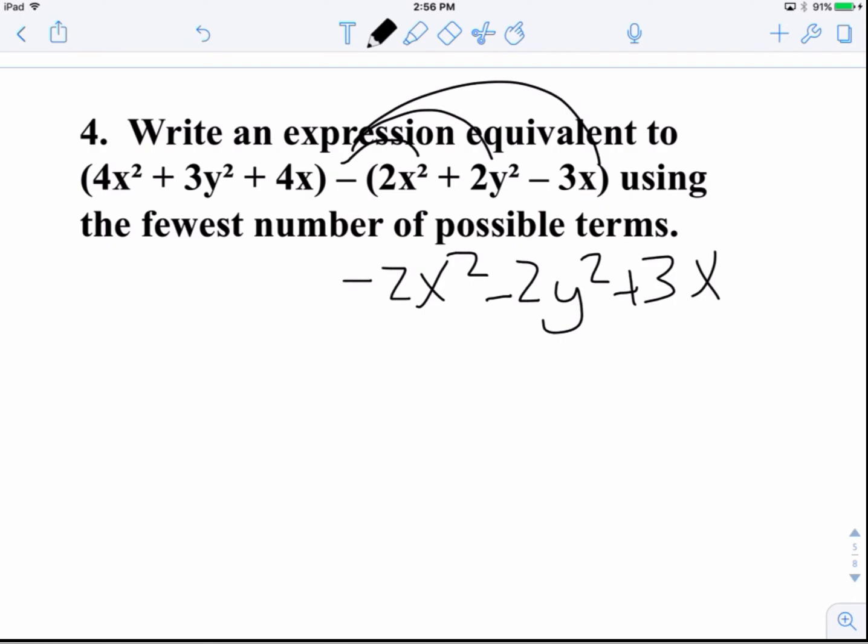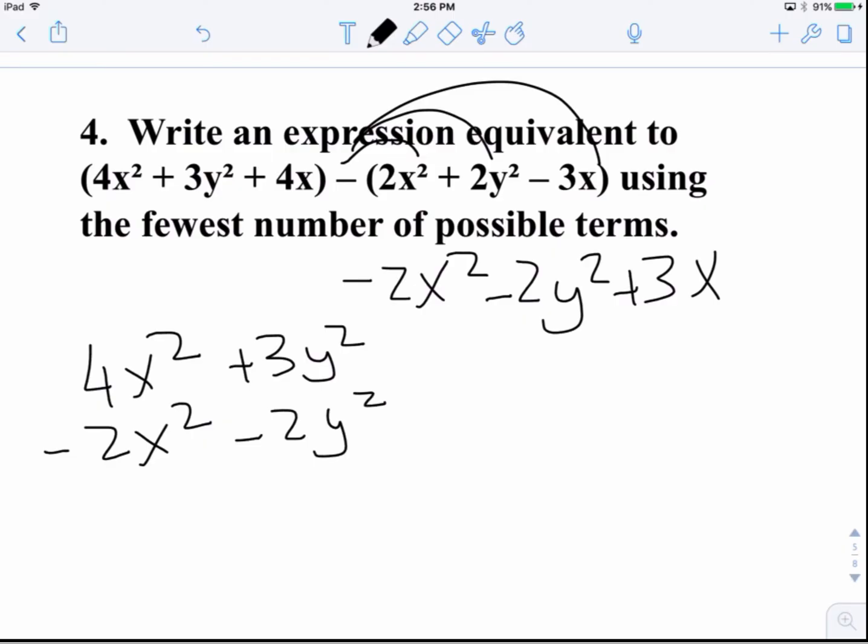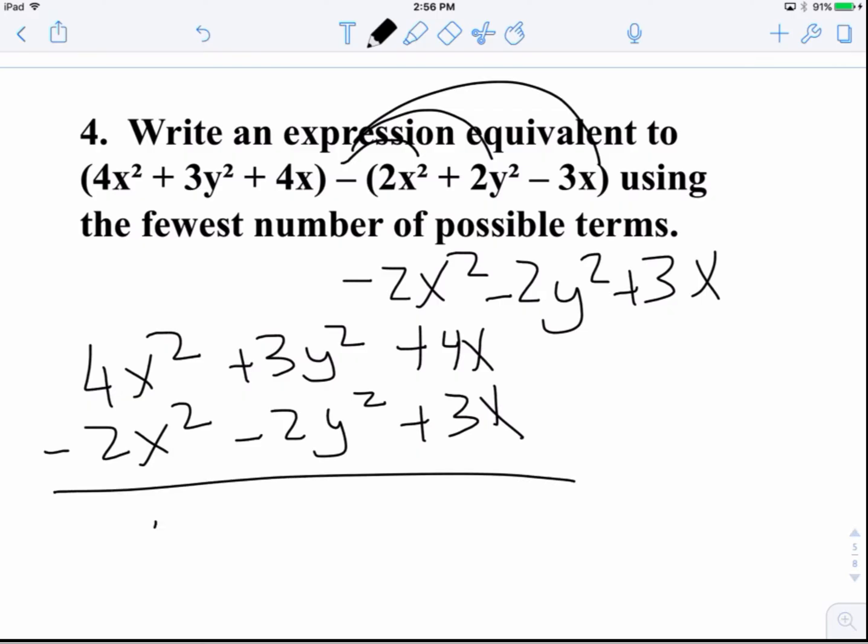And now combining like terms, so we have 4x squared minus 2x squared plus 3y squared minus 2y squared, a positive 4x, and a positive 3x. Combining like terms, this gives us x squared plus y squared plus 7x.